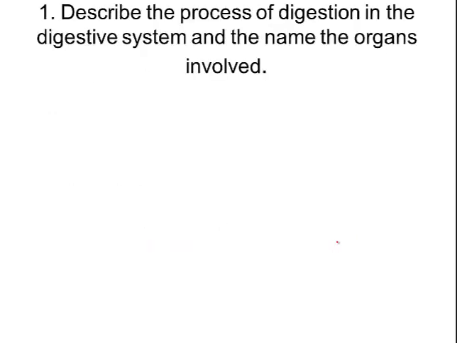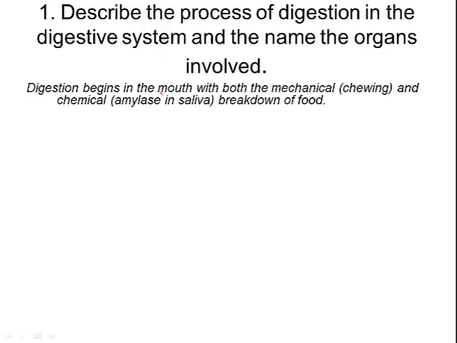All right, 4.1, we talked about the digestive system. And basically you have to describe the process of digestion and name the organs that are involved. This one's got a little bit more to it. So remember, digestion begins in the mouth, where we have both mechanical digestion, where we're physically breaking down food, and chemical digestion, where we're using enzymes like amylase, ends in ASE.